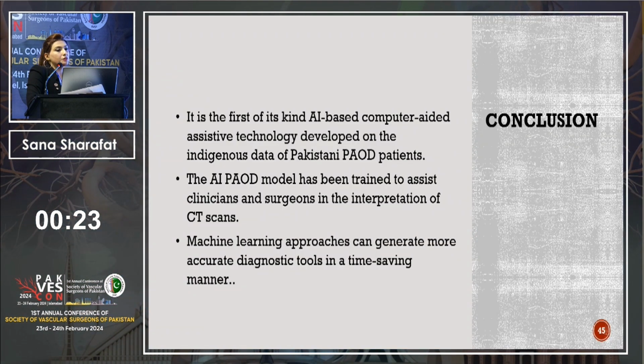So in conclusion, it is the first of its kind AI-based computer-aided assistive technology developed on the indigenous data of Pakistani peripheral arterial occlusive disease patients. The AI peripheral arterial occlusive disease model has been trained to assist clinicians and surgeons in the interpretation of CT scans to detect the stenosis in the peripheral arteries and the formation of plaques in the lower limbs. Machine learning approaches can generate more accurate diagnostic tools in a time-saving manner, and these models can be used in clinics for the automated identification of patients with highly morbid diseases for which aggressive risk factor management can improve the outcomes. Thank you very much.